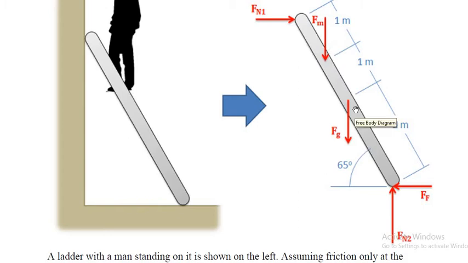Ultimately the weight of the man along will be your total weight. So this mass multiplied by the center of gravity.